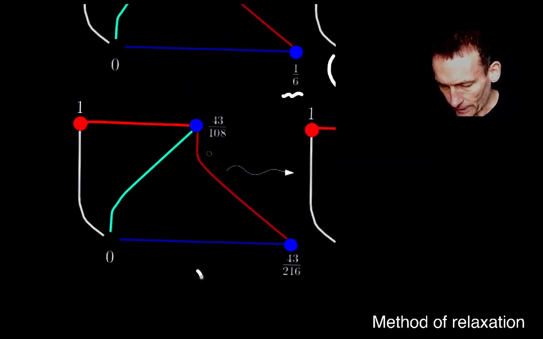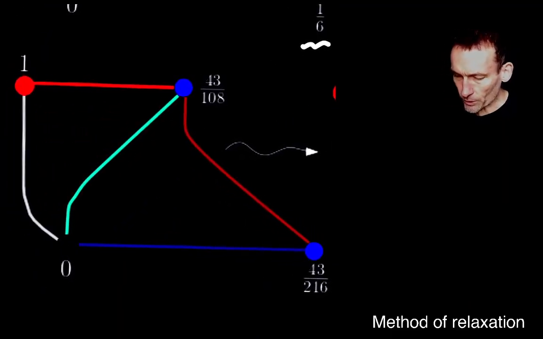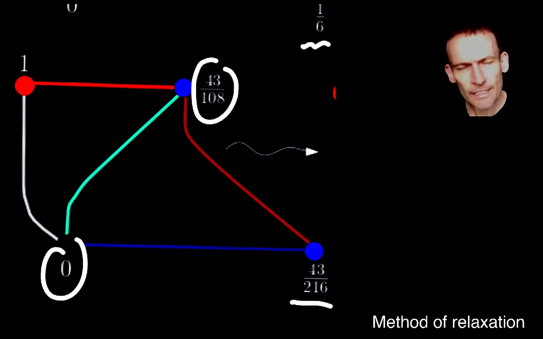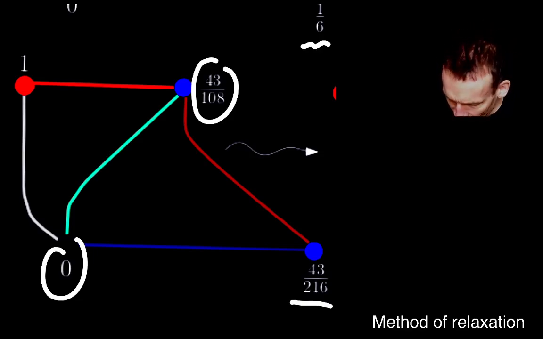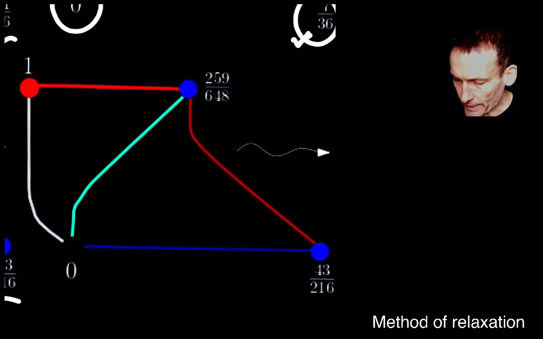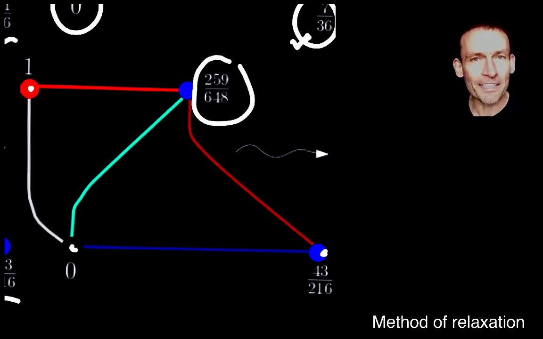And here's what you get for that. If I update that one now, it becomes, of course, just the average of this and this, which is a half of 43/108, which is 43/216. But of course, that's messed this one up. So let me replace that by the average of the potential there, there, and there. And it turns out that works out to be 259/648.